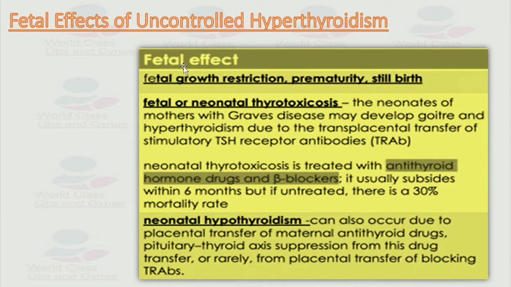Now, fetal effects of uncontrolled hyperthyroidism. That includes fetal growth restriction, prematurity, stillbirth, and fetal or neonatal thyrotoxicosis. It means the neonate of a mother with Graves' disease may develop goiter and hyperthyroidism due to transplacental transfer of stimulatory TSH receptor antibodies. Neonatal thyrotoxicosis is treated with anti-thyroid drugs and beta blockers. It usually subsides within 6 months, but if untreated, there is a 30% mortality rate.